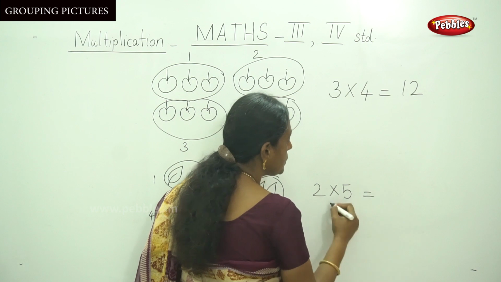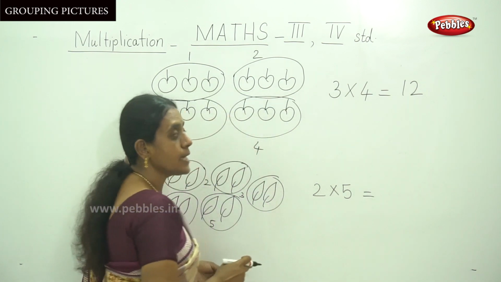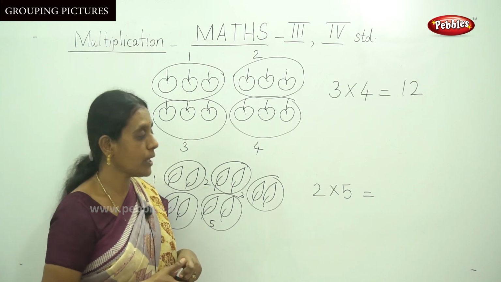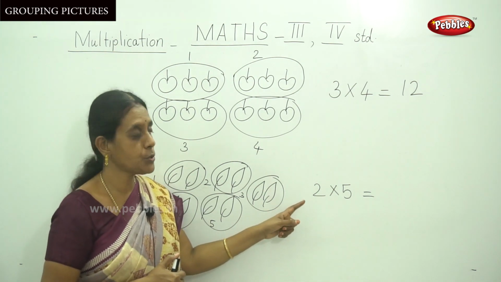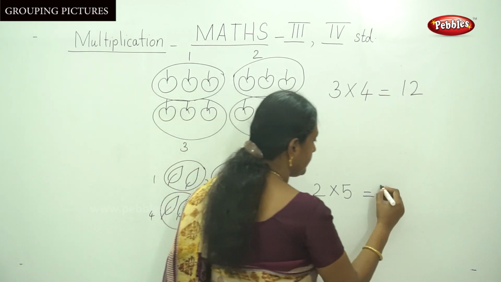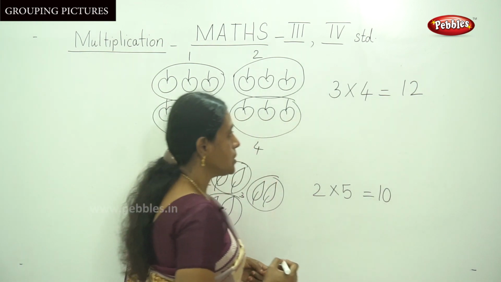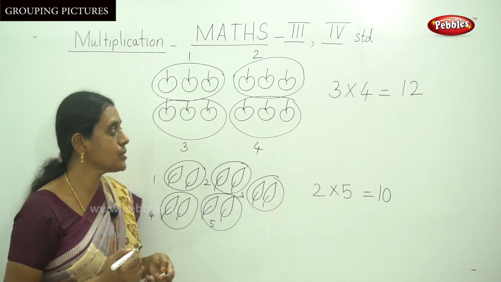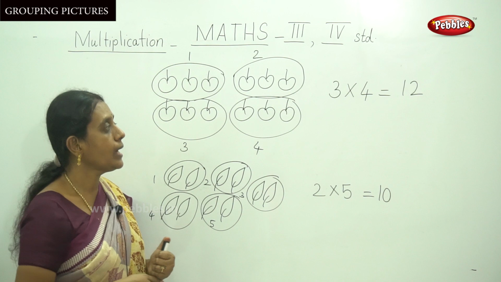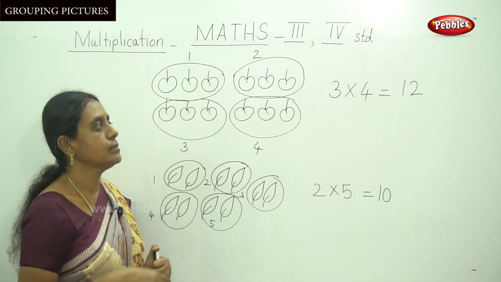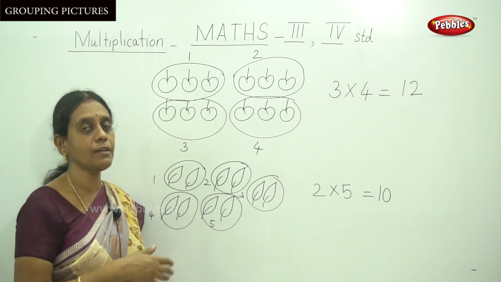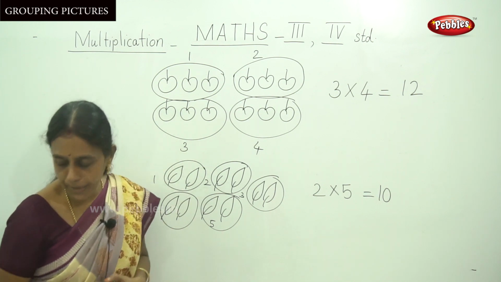And now you have to write down the answer. Say the 2 table up to 5 numbers. That is 0 2s are 0. So 2 5s are 10. So this is another method to calculate multiplication. And how multiplication is used in real life, let me show with an example next.